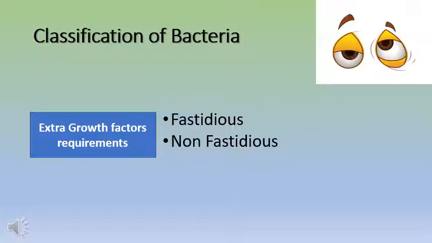So Neisseria species, Neisseria can cause meningitis. Neisseria can cause gonorrhea in females. Neisseria is a fastidious organism, and the non-fastidious organisms are common, just like Klebsiella and Escherichia coli. They are non-fastidious. They don't need a special food requirement.